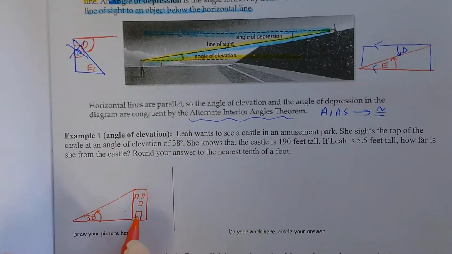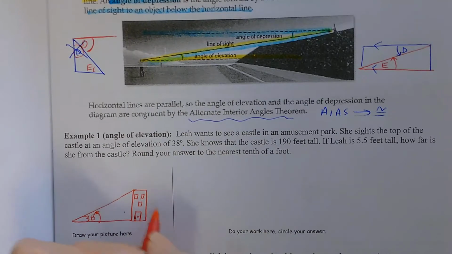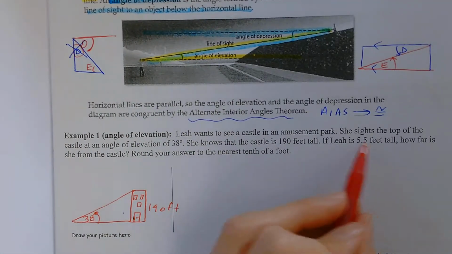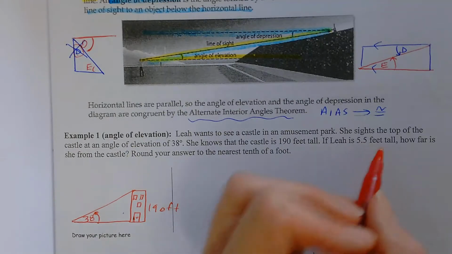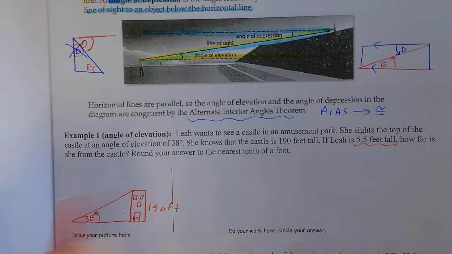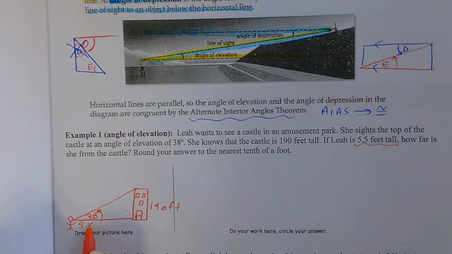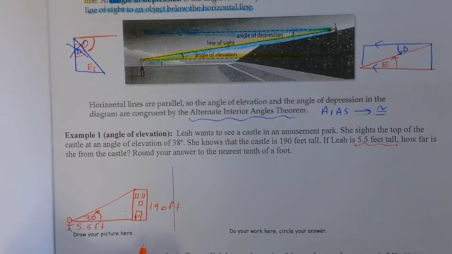So there's my castle, and she's looking at the castle that is 190 feet tall. Leah herself is 5.5 feet tall, and we're going to assume that means up to her eyes. That's how tall she is to her eyes. So this is Leah looking to the castle, and there is her eyesight. So this part of her body is 5.5 feet, okay?